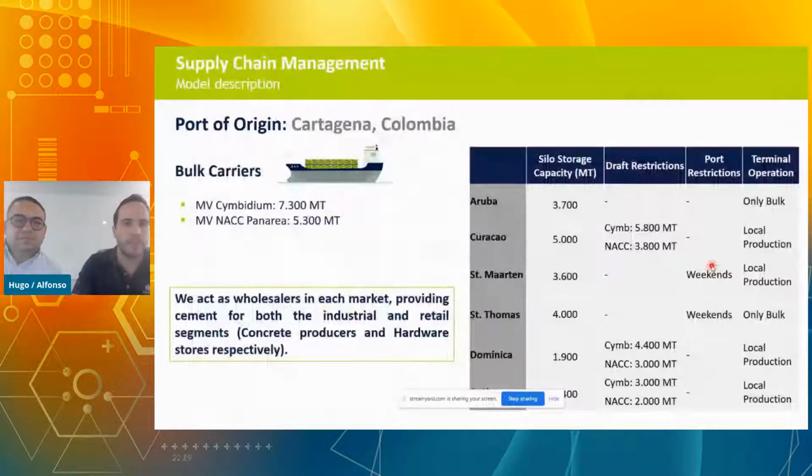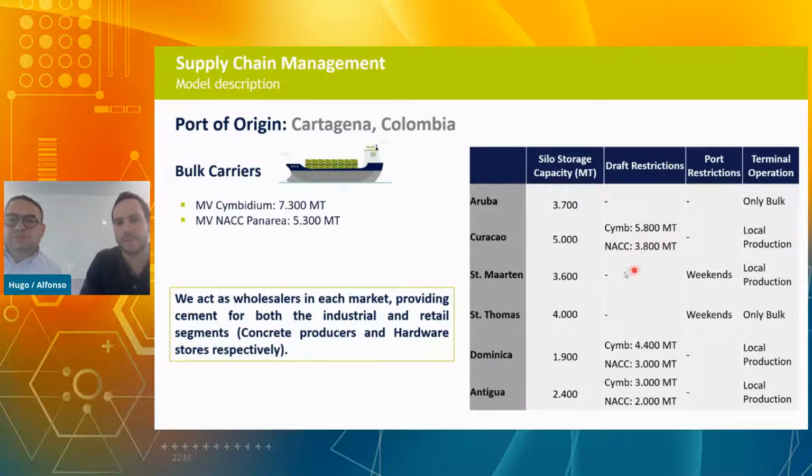So basically, we count with two bulk carriers, MV Cymbidium with 7,300 metric tons of capacity and MV NAC Panarea with 5,300 metric tons. Each terminal has a different storage capacity in silos, which have been considered in the model. Also, the draft restrictions for each vessel have been considered in the model.